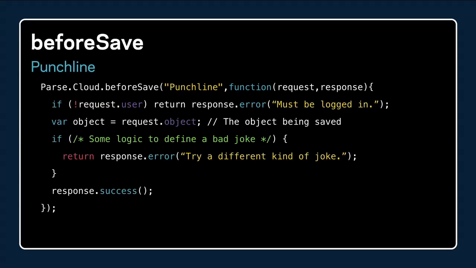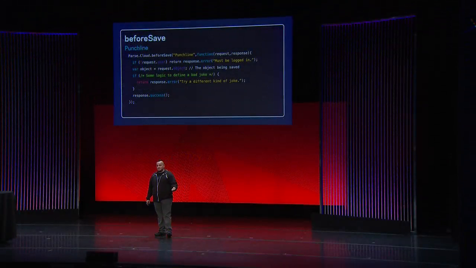So here we're going to require that punchlines are created by logged in users only. So we're going to check the request.user property. And if that's not set, we're going to return response.error and tell them that they need to log in. So while the user is available at request.user, the object that's being saved is available at request.object. Now let's imagine we've created some logic that will define a bad joke. So if we say this is a bad joke, again, we're going to return response.error and ask them to try a different kind of joke. Now if that all is good, then we're going to call response.success and allow the punchline to be created.